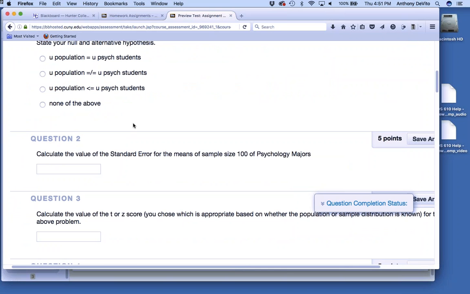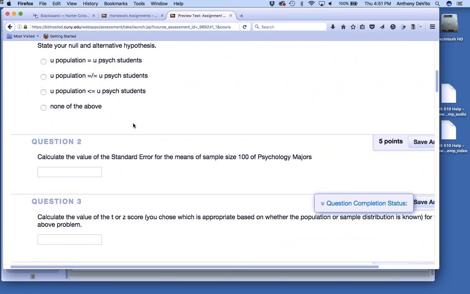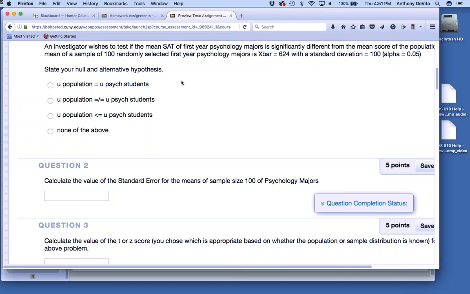Remember now, the null hypothesis only has to do with the means of the 2 populations. It is true that we don't know the mean of one of these populations, and we only have the sample mean, but we're using that sample mean to predict whether the means are different. So we're always talking about the means, not X bar. So it's always going to be mu population equals mu psych. Mu population does not equal mu psych students.